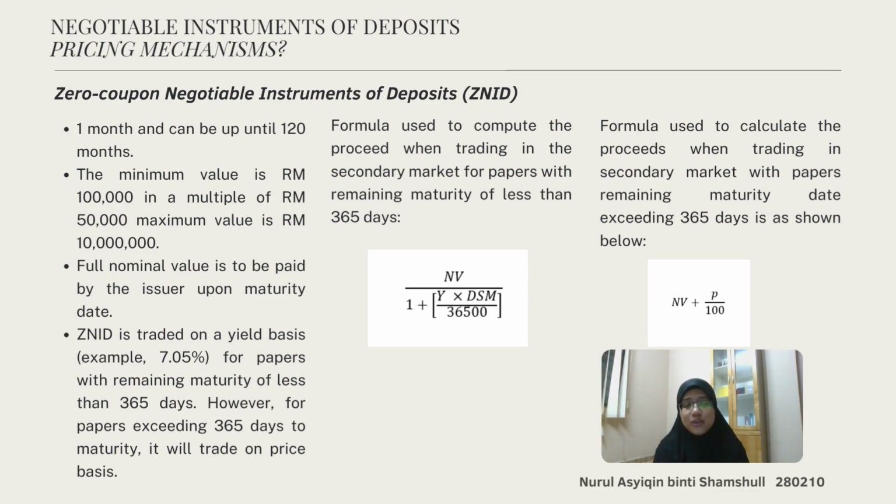However, the formula used to calculate deposit when trading in the secondary market with papers which have remaining maturity exceeding 365 days is as shown below, where NB is the nominal value and P is the price.